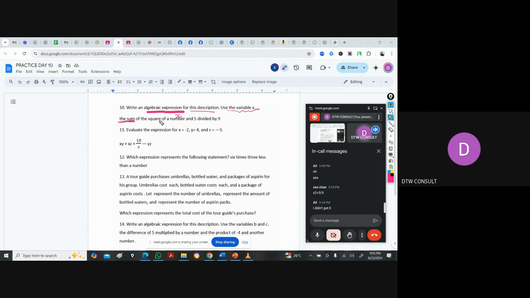Are you with me? So the sum of a number and 5 divided by 9. So the sum, okay, you have the number. What is the square of the number? The square of the number will be X squared plus 5 divided by 9. Okay, so that's what this expression means. The sum of the square of a number, which is X squared, plus 5 divided by 9.